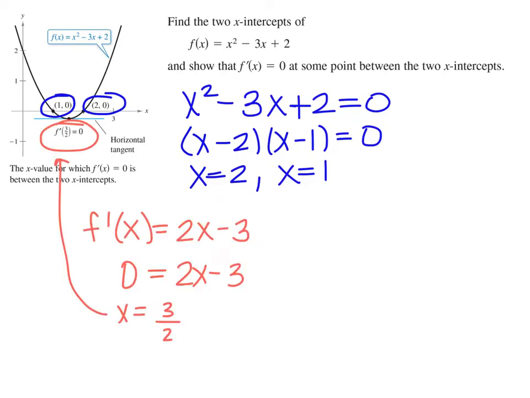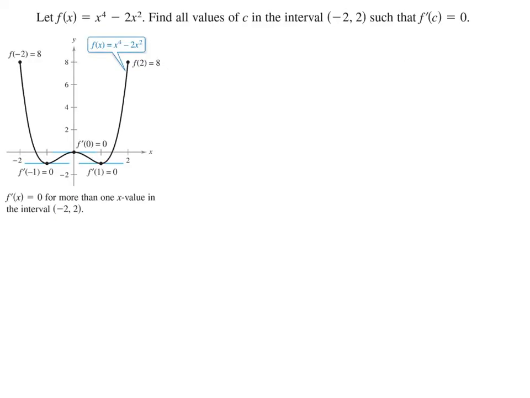So I first take my derivative, so f prime of x is 2x minus 3. I set that equal to 0, solve for x, and I get 3/2, which actually is in between 1 and 2. So that proves Rolle's theorem here.